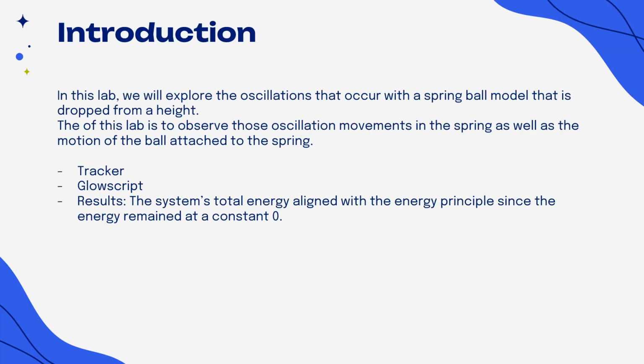So in this lab, we will explore the oscillations that occur with a spring ball model that is dropped from a height, and the point of this lab is to observe these oscillation movements in the spring as well as the motion of the ball attached to the spring. What we did is that we had a video that we inputted into Tracker to track the position over time, and we put that data into a GlowScript model that allowed us to compute that into a specific model. The results were that the system's total energy aligned with the energy principle since the energy remained at a constant zero throughout the whole experiment.